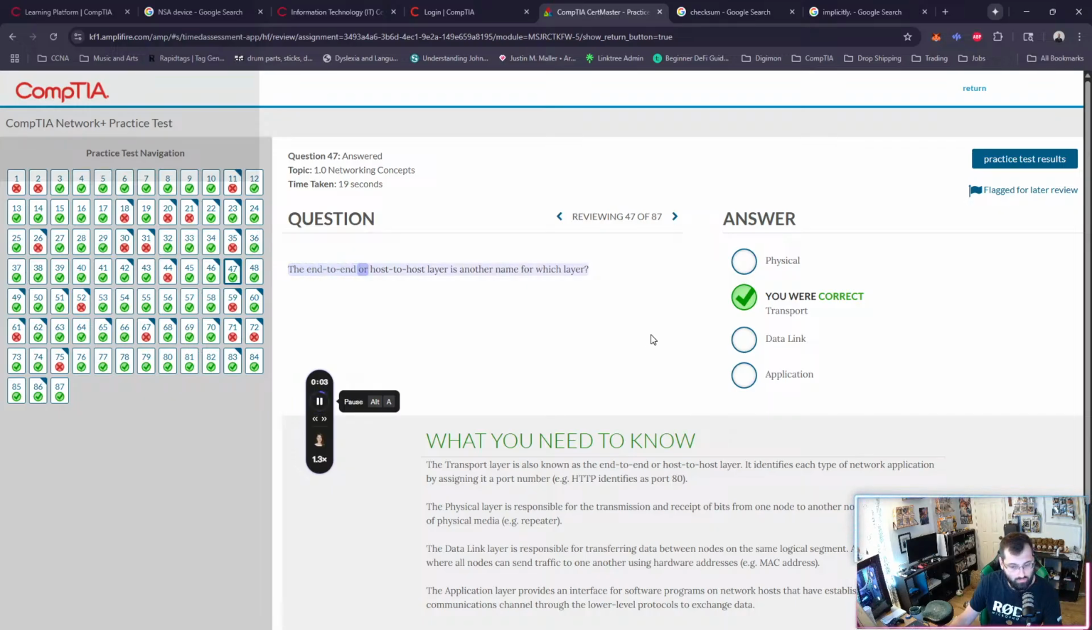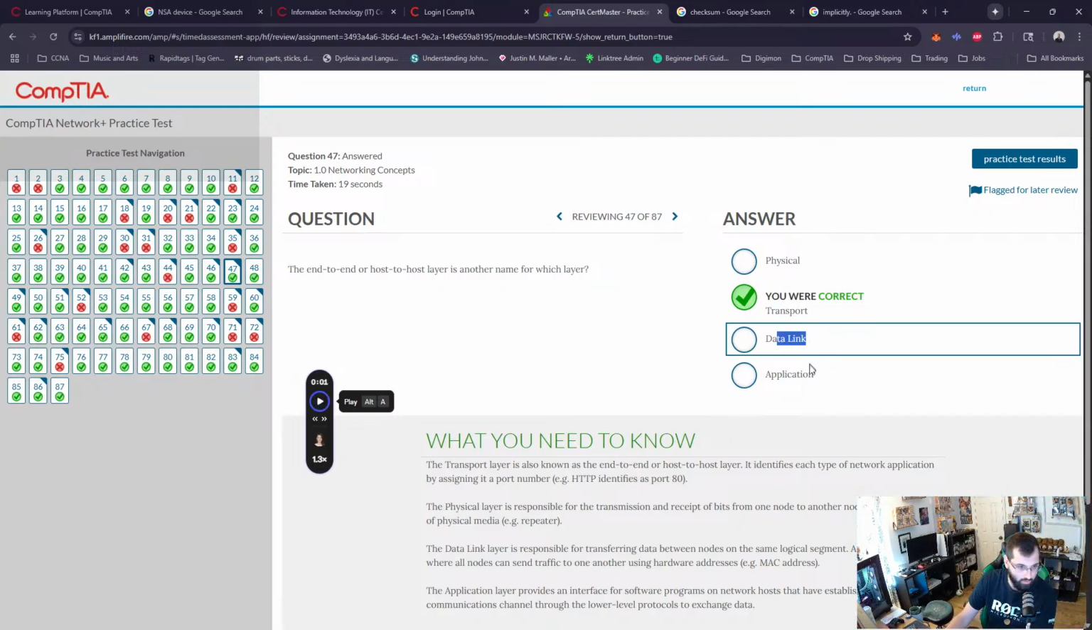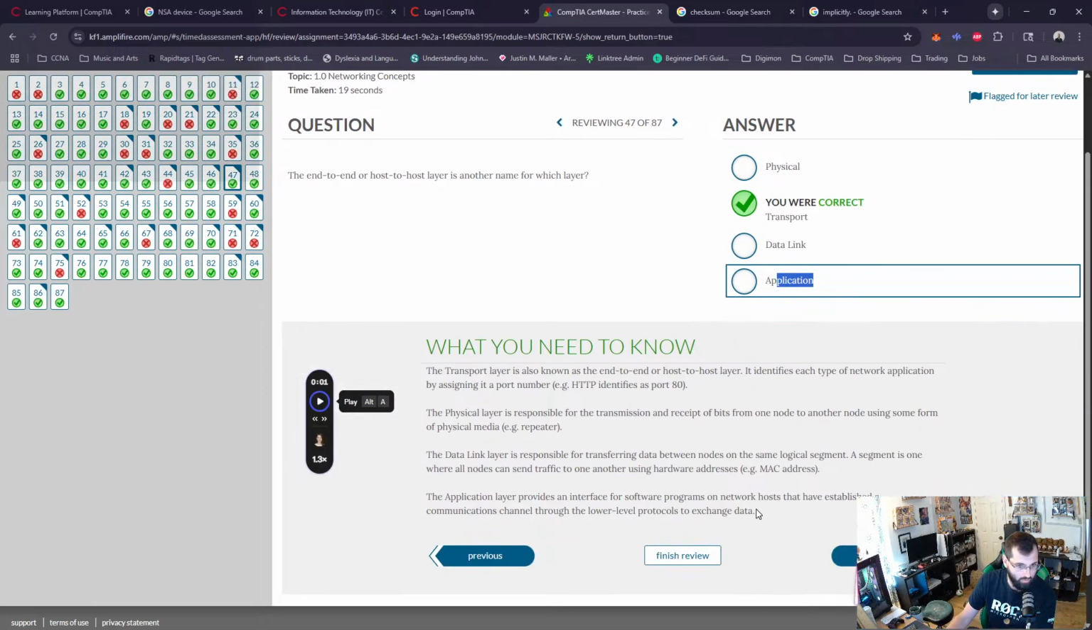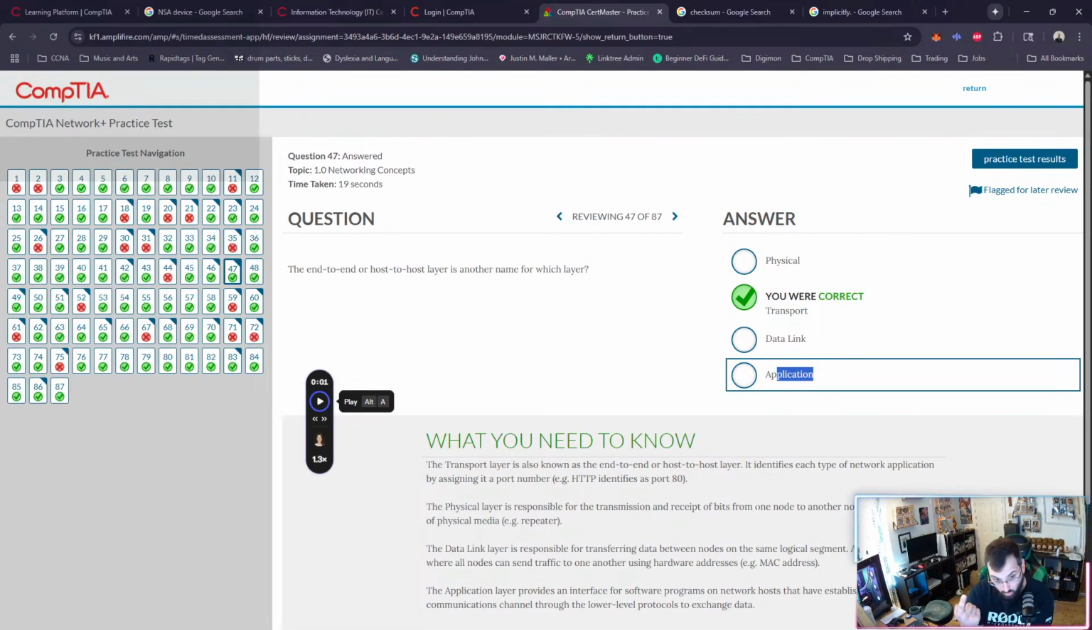The end-to-end or host-to-host layer is another name for which layer? The transport layer. That's what it is. Yes, transport. Okay, feel good about it. It's not data link. That's layer 2. Application is layer... Crap. What? Local.